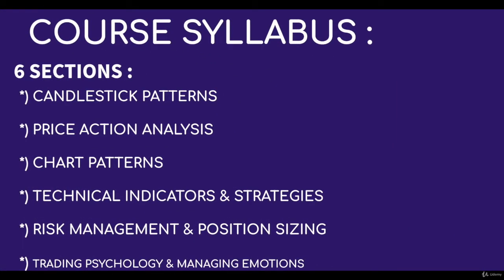The course syllabus has 6 major sections which we will be studying in depth and in sequence. We will be studying the candlestick patterns, the price action analysis, the chart patterns, technical indicators and their strategies, and the most important, which a successful trader and investor needs, risk management and position sizing. And we'll be going through trading psychology and how to manage emotions. These two things are essential to be a successful trader and achieve success in the financial markets.